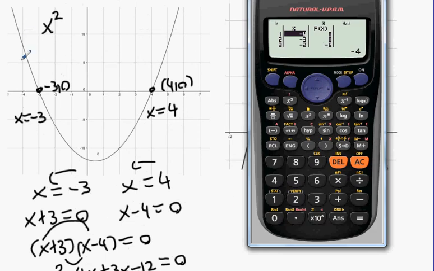Minus 4, 8, roughly there. Minus 3, 0, there. Minus 2, minus 6, around there. Minus 1, minus 10, there. And finally, 0, minus 12, down here. You can see that's the same graph. Everybody right with that? Okay.